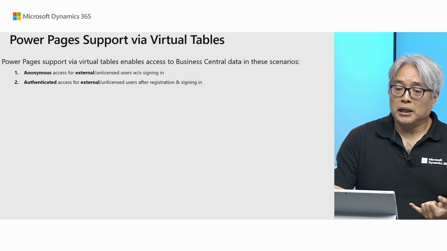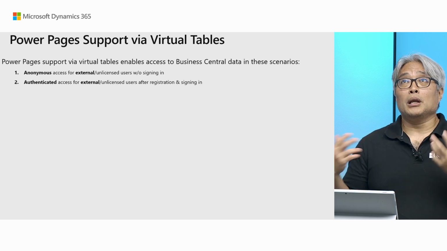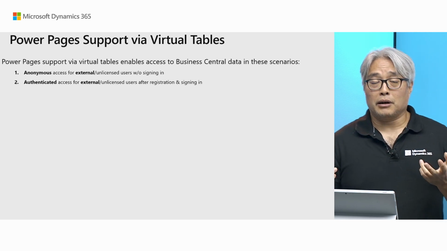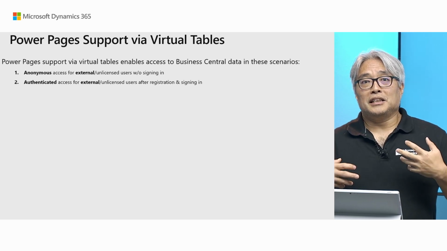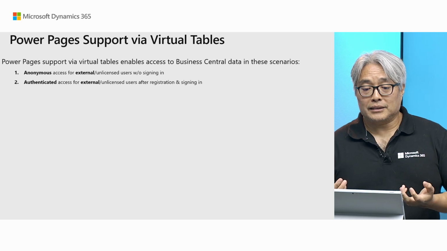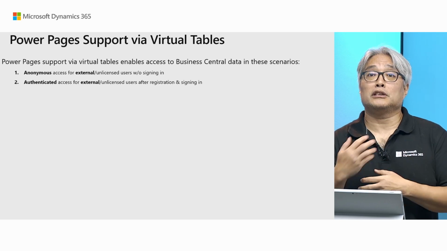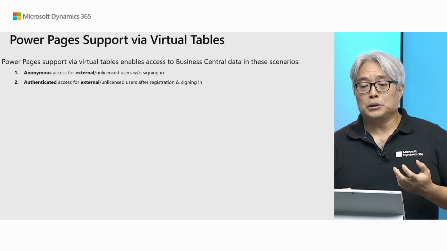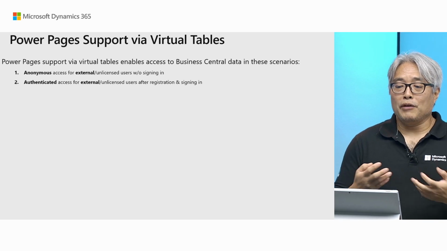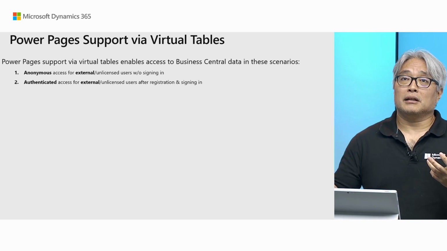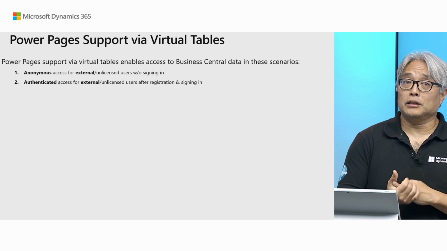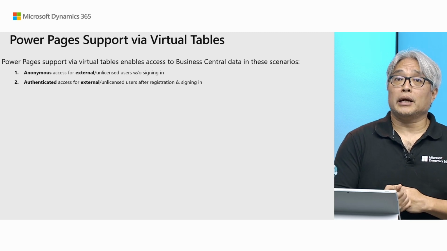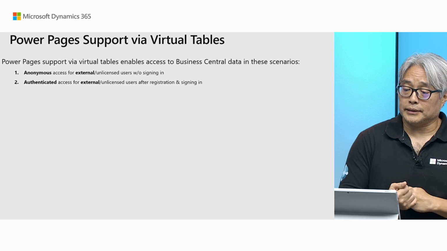That's the first scenario. The second scenario is when you allow those external unlicensed user to sign in, then the scenario becomes authenticated access for those user after registration and signing in. So that's also a way for us to show relevant data to those authenticated user. Those are the two new scenarios that are introduced with the Power Pages access.